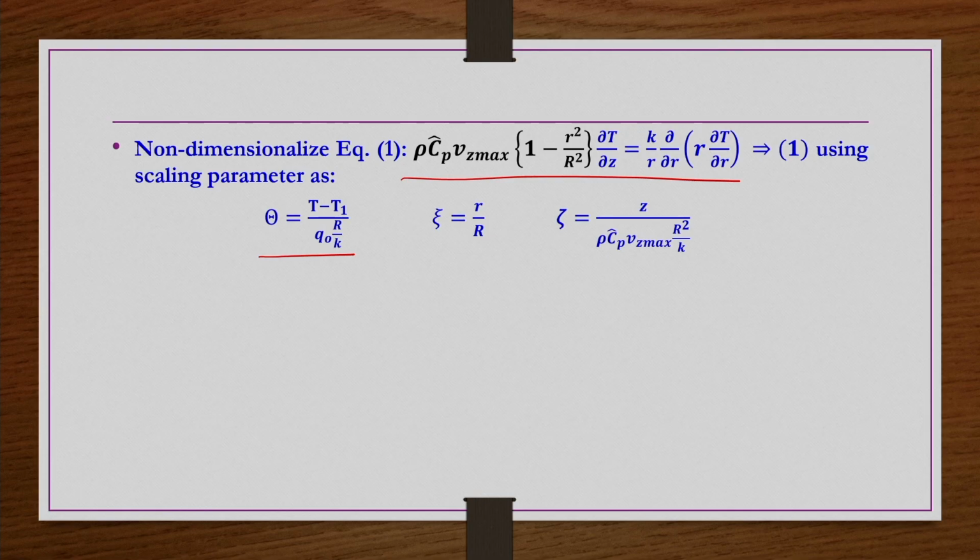So, capital theta is the dimensionless temperature, which is T minus T1 by Q naught r by K, and then the dimensionless radial coordinate, small r by capital R, we call it xi.